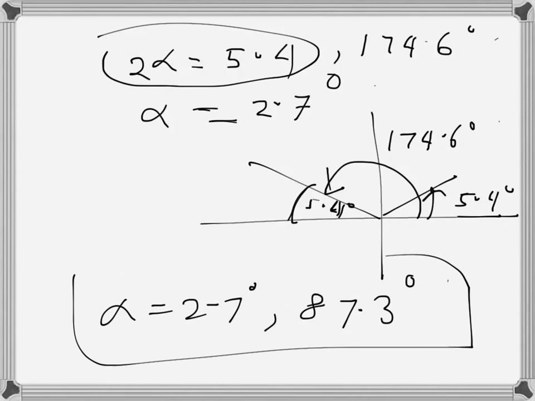So these two are the values of the angles at which the projectile can be thrown.